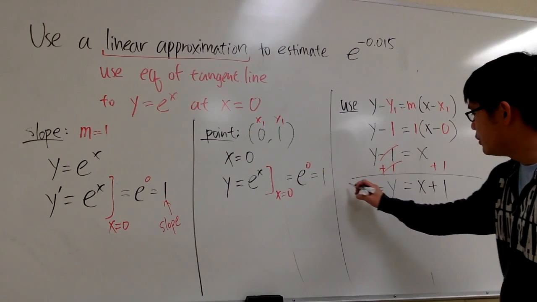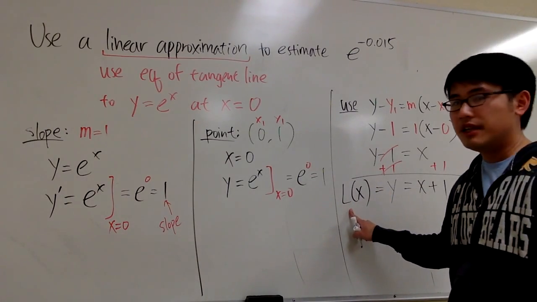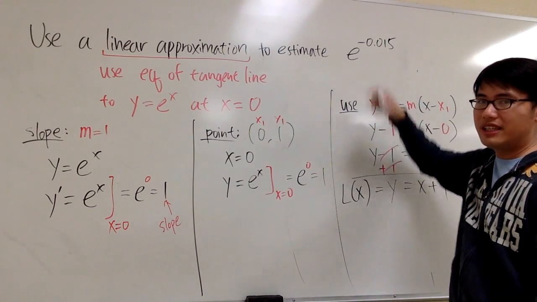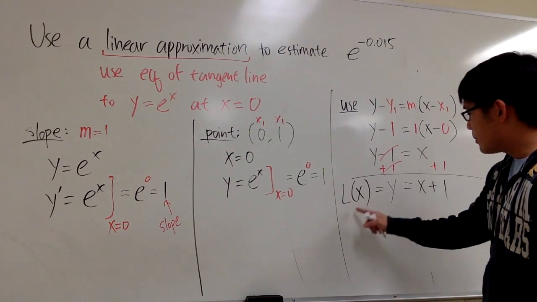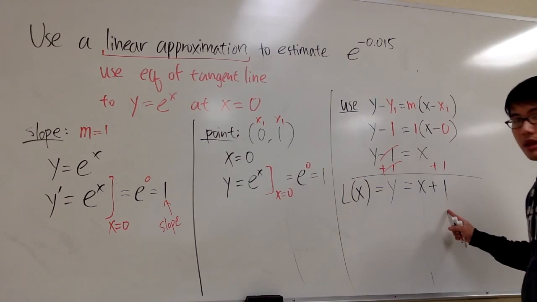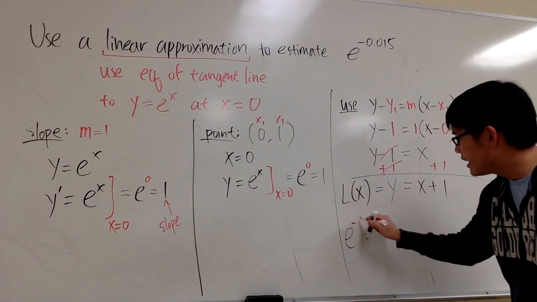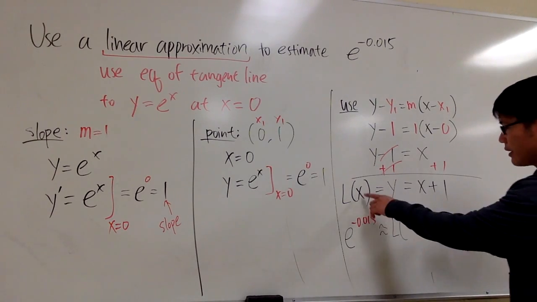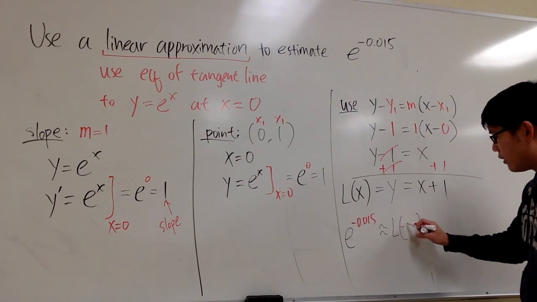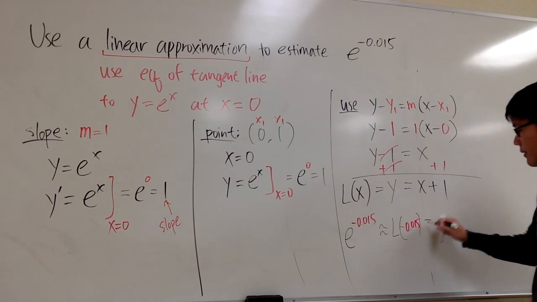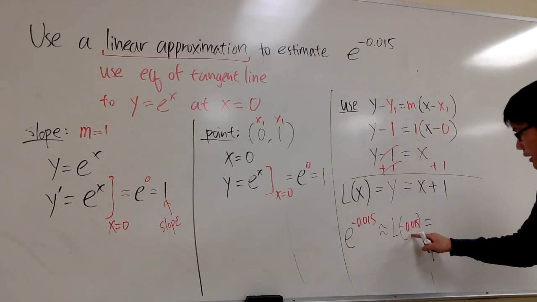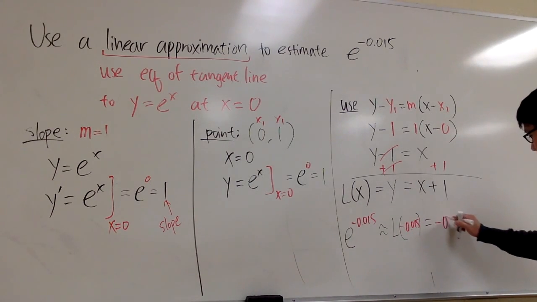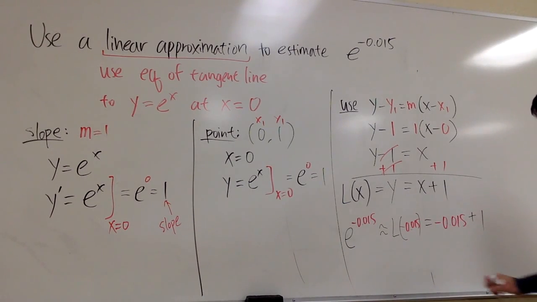And this can also be written as L of x, because this is exactly a linear approximation. And we are talking about e to the something, so e to this number is like e to the x around x equals 0. So I'm going to look at L of x equals x plus 1. To get e to the negative 0.015, this number is about equal to L of negative 0.015. I just need to plug negative 0.015 into x right here, and I also have to do that right here. So I plug in negative 0.015 and add the 1 at the end.